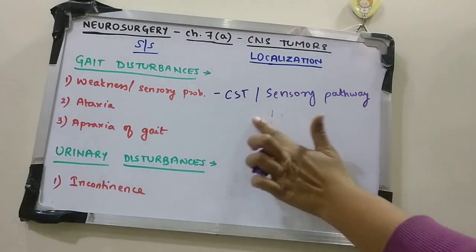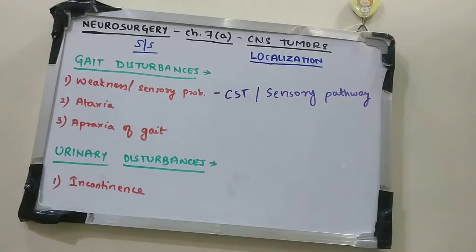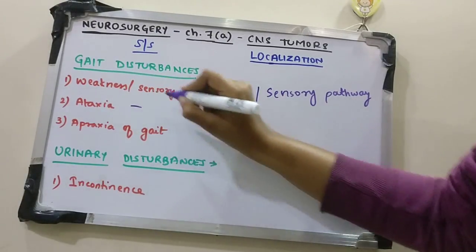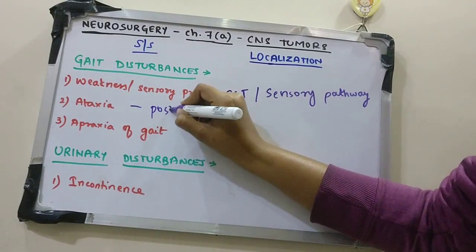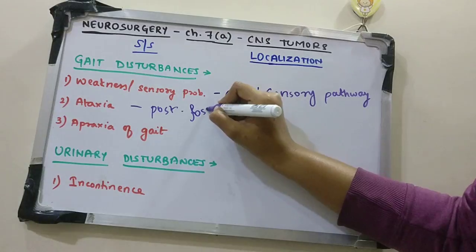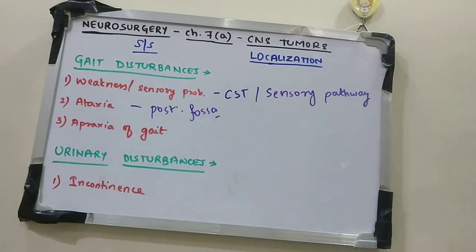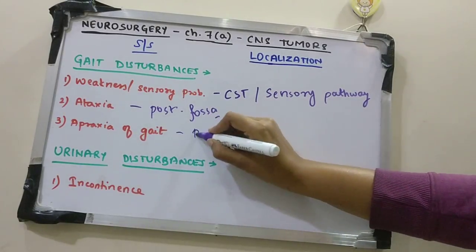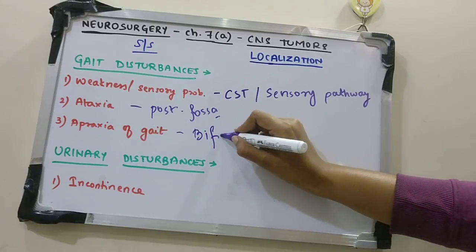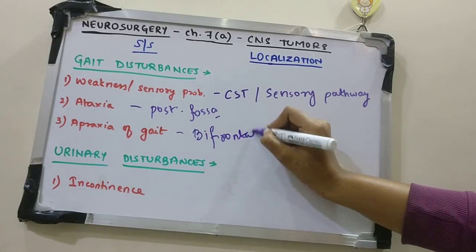If the patient you're noticing is having ataxia, what would be involved? Yes, cerebellum. So where would you find your tumor? Your tumor would be found in the posterior fossa. Now if the patient has apraxia of gait, apraxia usually relates to your frontal cortex. So this patient is having bifrontal lobe affection.